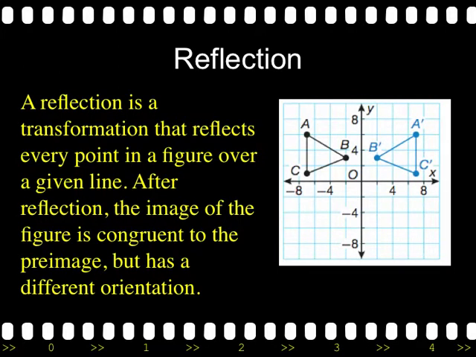Let's consider this example where triangle ABC has been reflected across the y-axis, and the image triangle A prime B prime C prime is congruent to the pre-image. Therefore, a reflection is an isometry.